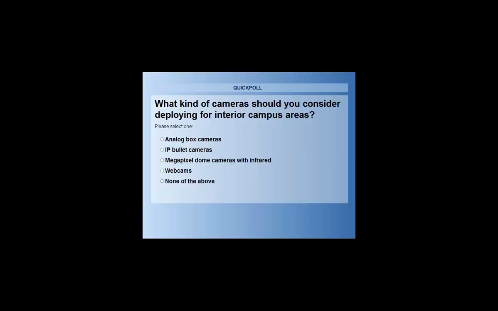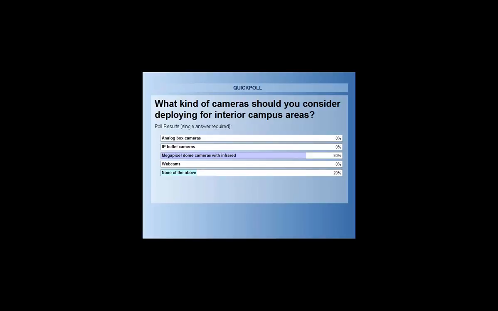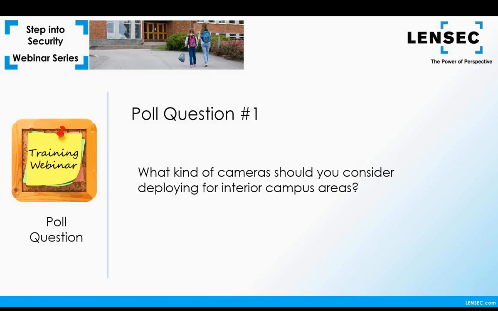Okay, looks like we're ready here, actually. Looks like most everybody selected megapixel dome cameras with infrared, and a few said none of the above for interior. Well, that falls right in line with what I'd recommend. Megapixel cameras, especially dome cameras with infrared, would be my favorite choice for that.